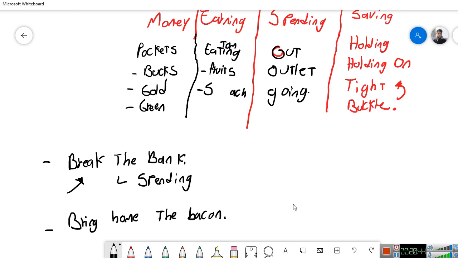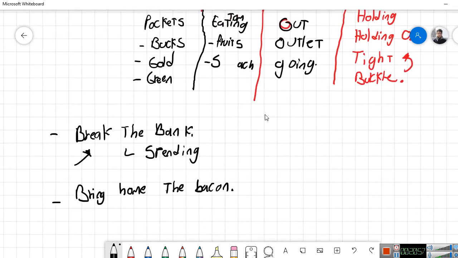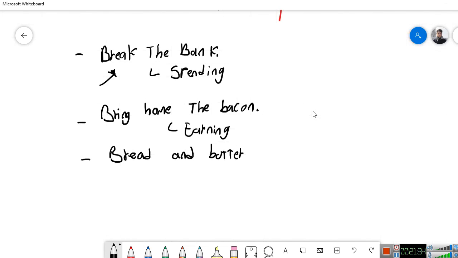And you're probably guessing this is about eating, right? So eating is related to earning. So let's say I got a lot of money from my job from doing a very specific task. I can say bring home the bacon. I brought home the bacon. Let's write here earning. I can say also bread and butter. That's when I get a lot of money. I can say I had a lot of bread and butter. All right. So you start to see the context of eating, and you can guess it's talking about earning money.